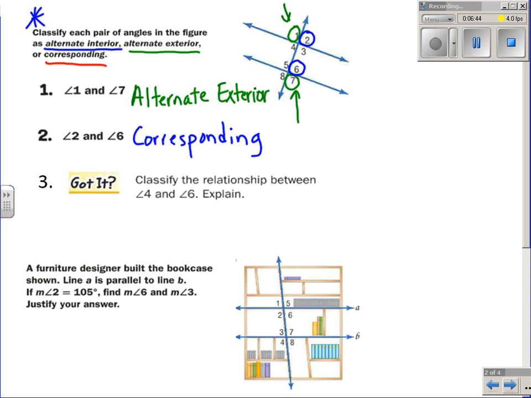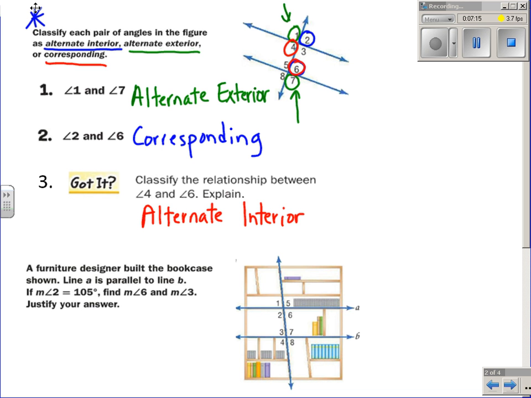And then question 3 asks, if you got it, go ahead and classify the relationship between angle 4 and angle 6. I'll give you a couple seconds to think about it and see which one you think that is. So here is angle 4, and there's angle 6. Look to see if those angles are inside or outside the parallel lines. In this case, they're inside, and they are alternate interior angles.